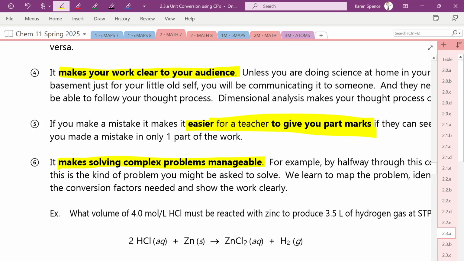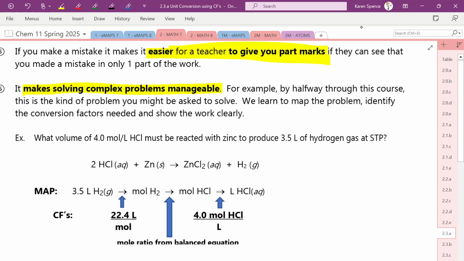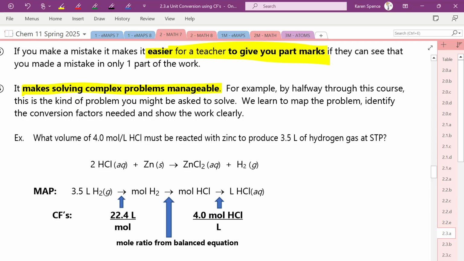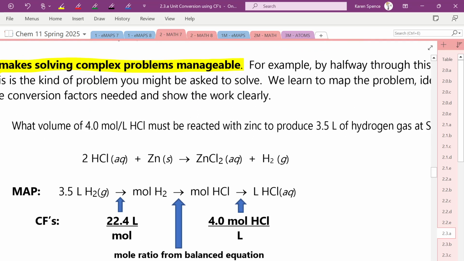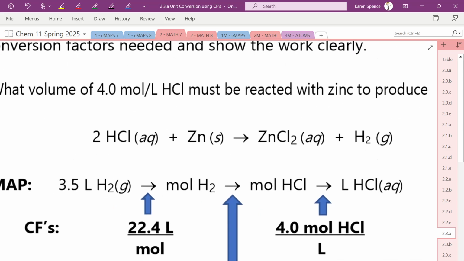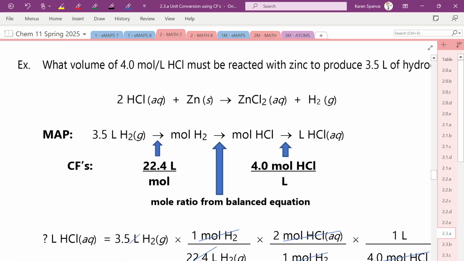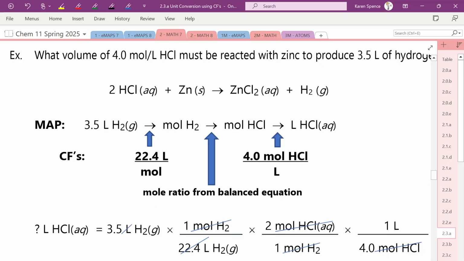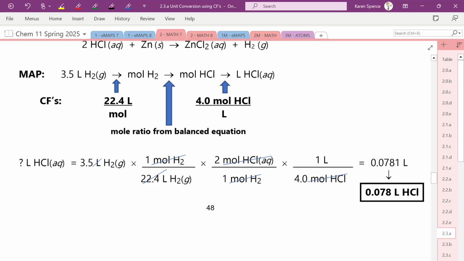So what we have here is halfway through this course, you're going to have a question like this. What volume of 4.0 moles per liter, you remember that mole, the amount of matter, moles per liter HCl must be reacted with zinc to produce 3.5 liters of hydrogen gas at STP. We have a balanced chemical equation there. We have some conversion factors that you will learn in the mole unit. And here we have our unknown.